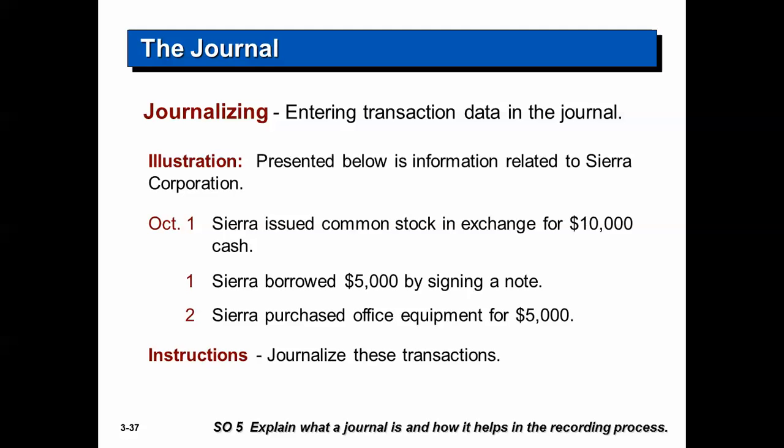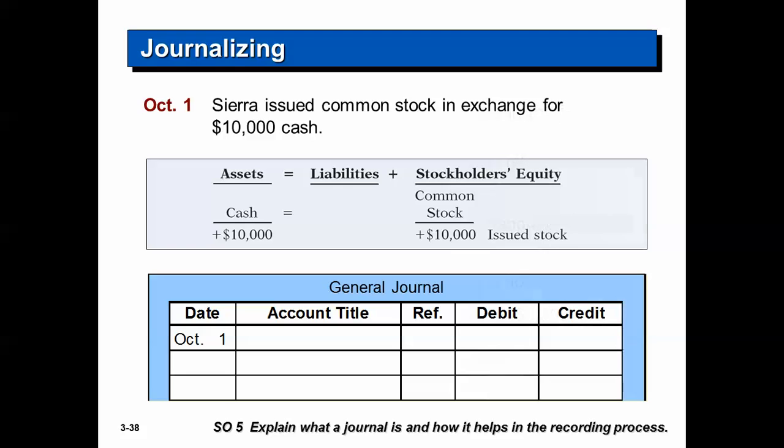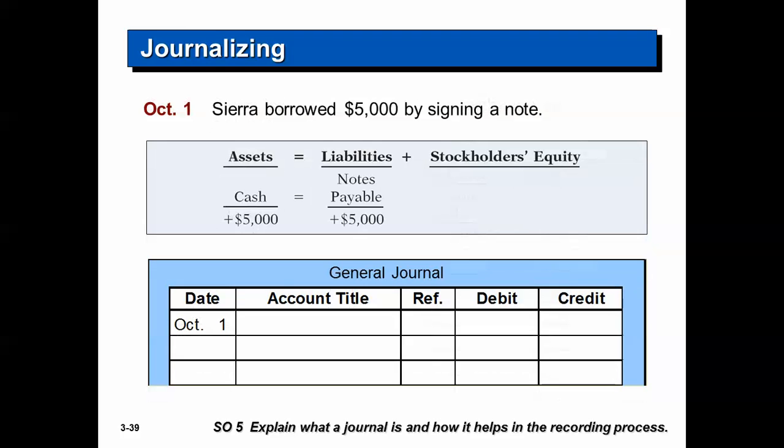An example is best. First of all, Sierra issued common stock in exchange for 10,000 cash. Then they borrowed 5,000 by signing a note. So October 1st, one transaction. Cash goes up, we record the debit first. Cash, debit, 10,000, shareholders' equity, or common stock, credit, 10,000. The next transaction, we borrowed 5,000. Well, cash went up, 5,000.